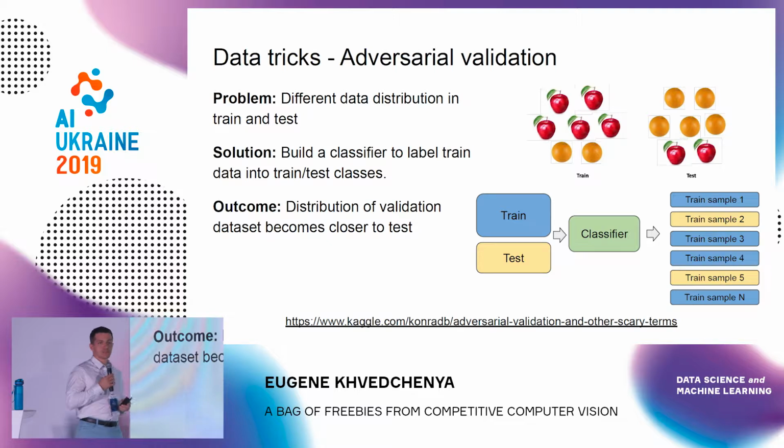So the next thing that I wanted to talk about regarding data, and probably this will also be covered in the next talk by Dmitry, is adversarial validation. The problem that it tries to solve is a different data distribution in the train and the test sets. This means that, let's say, in our train set we have more apples than oranges, and in the test set it's vice versa. So our model can be biased, and how can we basically avoid it? The idea here is to build a classifier to predict whether a particular sample belongs to the train set or whether it's more like a test one.